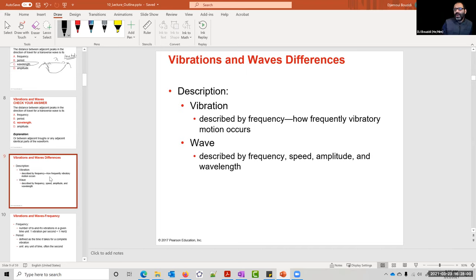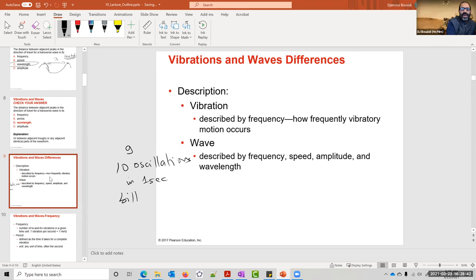So a vibration is described by frequency. Frequency is how often the oscillations go up and down or left and right, or whichever behavior, in 1 second. So it could do one vibration in 1 second, or two vibrations in 1 second, or three vibrations in 1 second, or many vibrations in 1 second. Usually your phone is of the order of 5 gigahertz, 2 gigahertz, 1 gigahertz. A gigahertz is 10 to the power 9 oscillations in 1 second, okay? So that's a billion oscillations in 1 second.